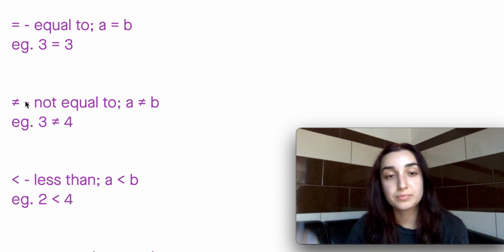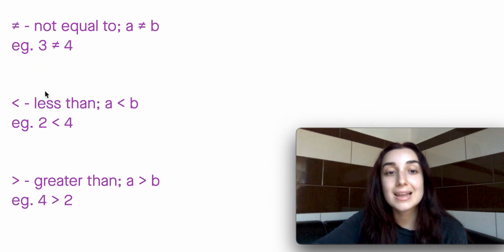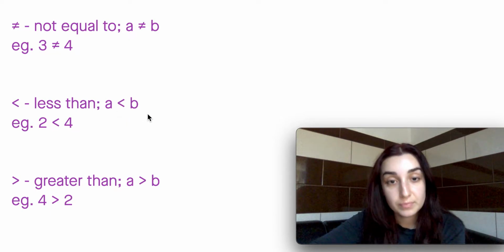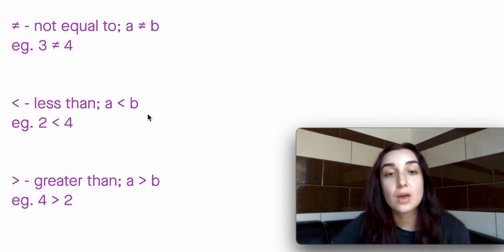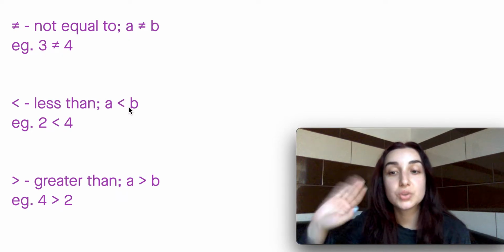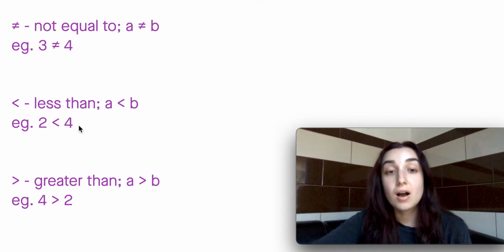The next symbol that I will be talking about is the less than sign. That means that one number is less than the other. It's smaller than the other on the number scale. For example, A is less than B. As you can see, the less than sign is an arrow pointing to the left. For example, 2 is less than 4 because on the number scale, 2 is a lower number than 4.